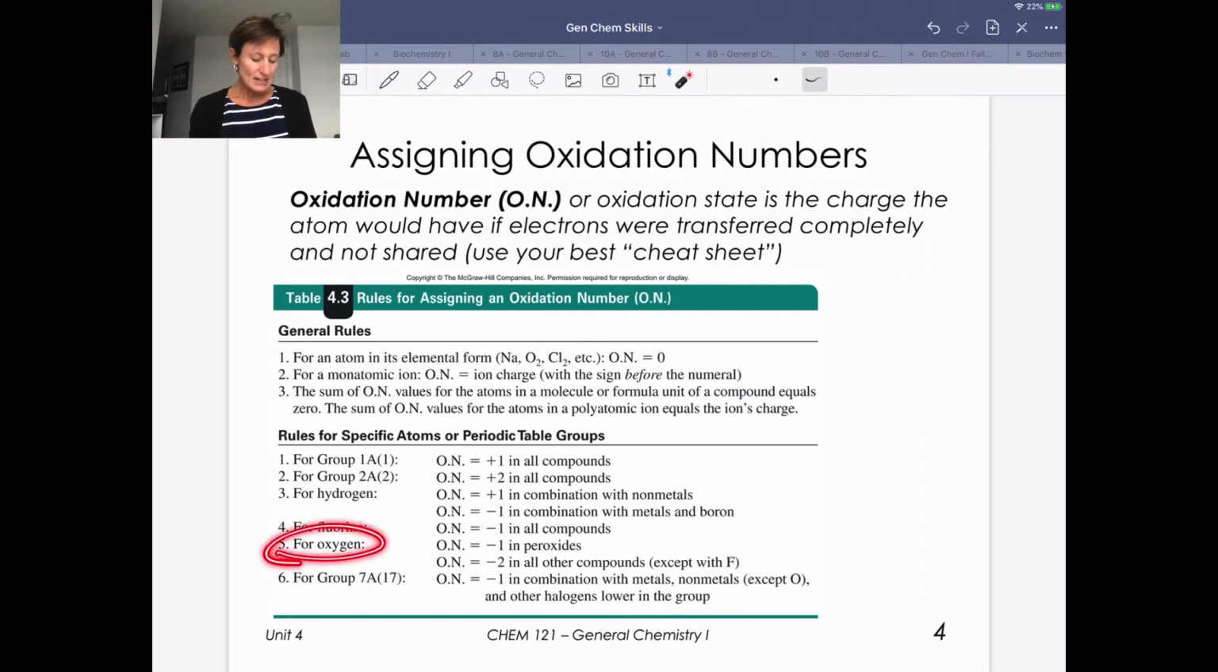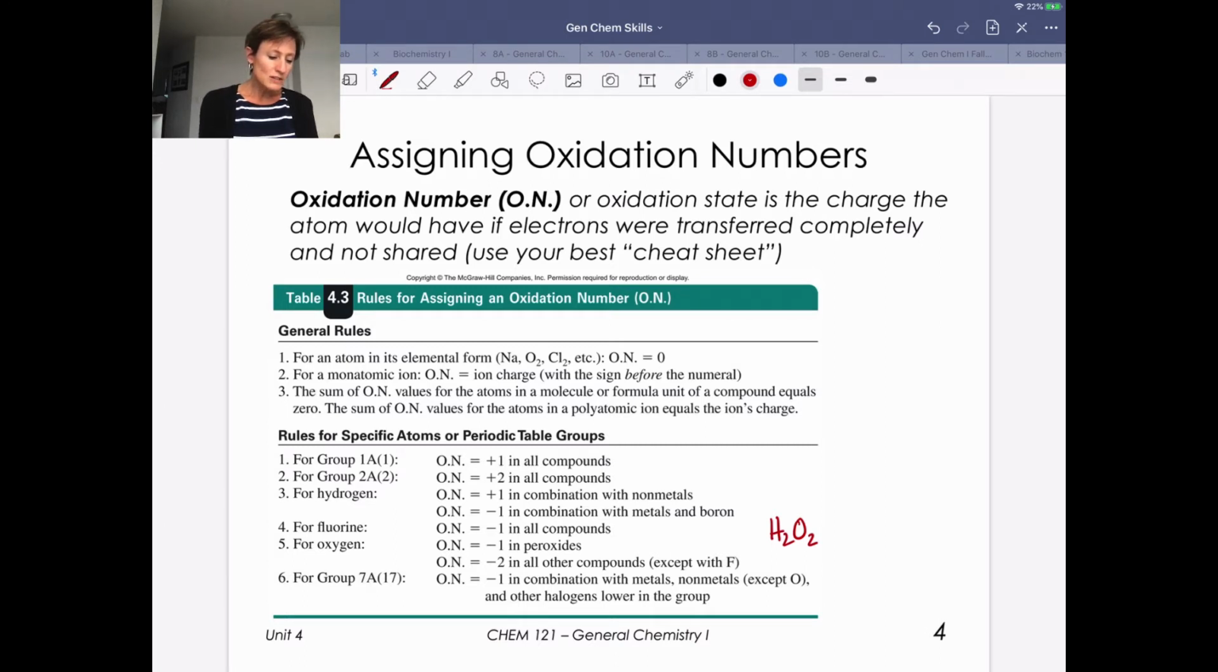For oxygen or anything that's in that column, it's generally going to be -2, but the one trick we have to look out for is if we have a peroxide. If we have a peroxide, then that oxygen is going to be -1. So you have to make sure to look out for things that are peroxides, whether it's in the name or if you see something like hydrogen peroxide. Hydrogen peroxide is H2O2. Okay.